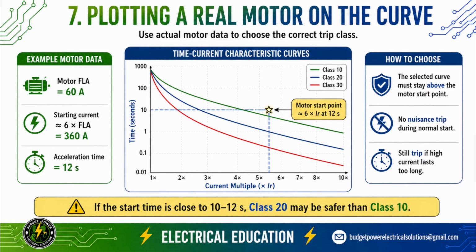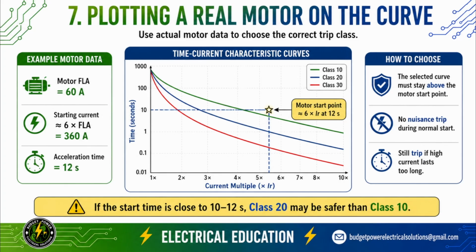Now let's connect the theory to a real motor example. Suppose the motor full load current is 60 amps. During starting, the current reaches approximately 6 times FLA, which gives us about 360 amps. And let's say the motor needs around 12 seconds to accelerate. Now we plot this motor starting point on the time current curve.